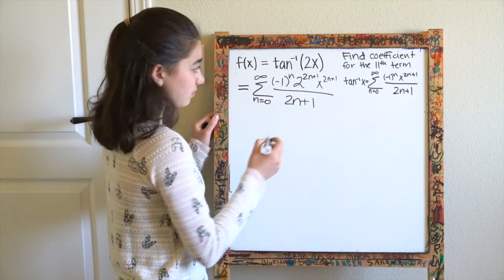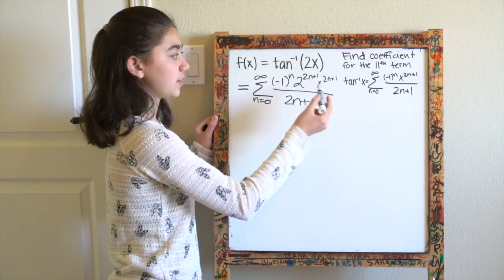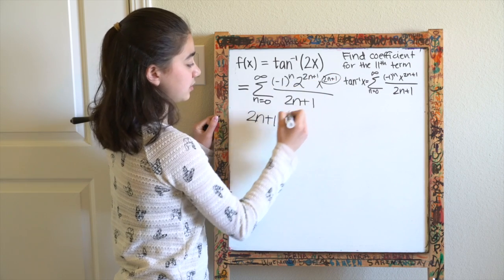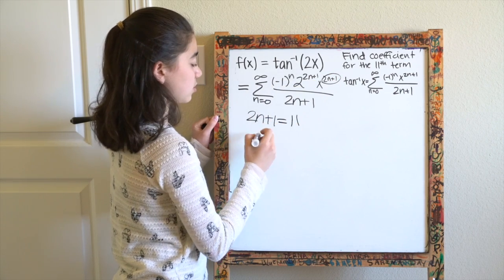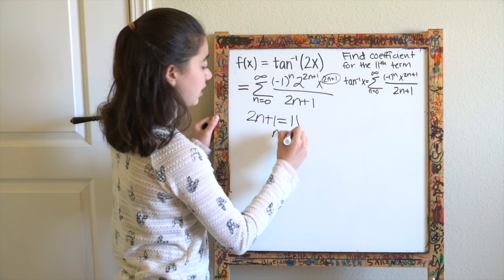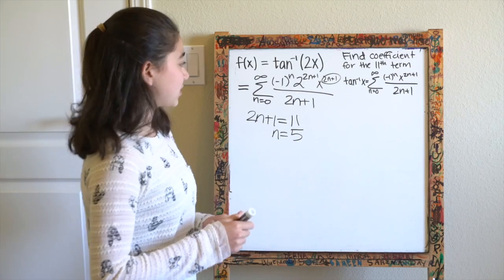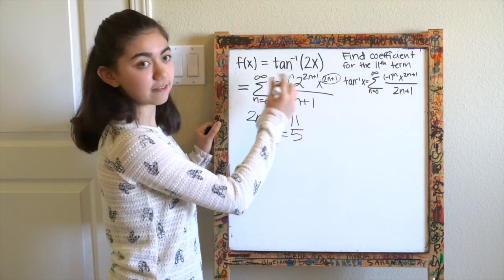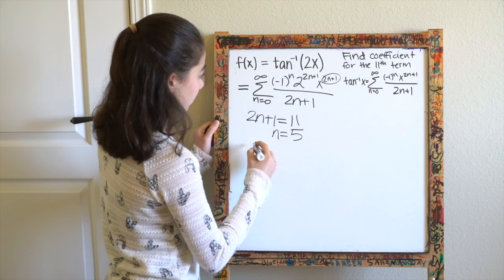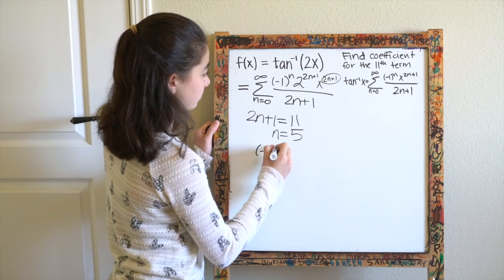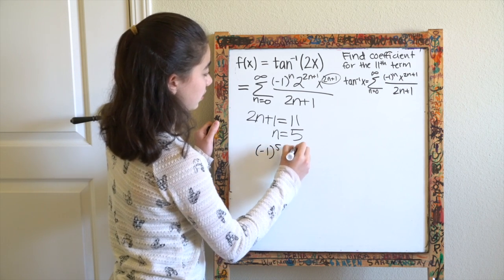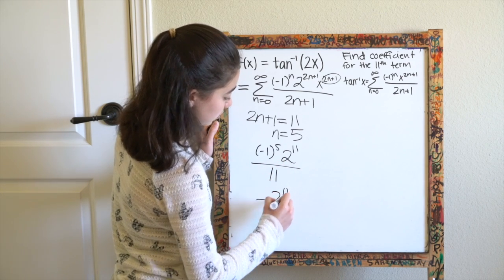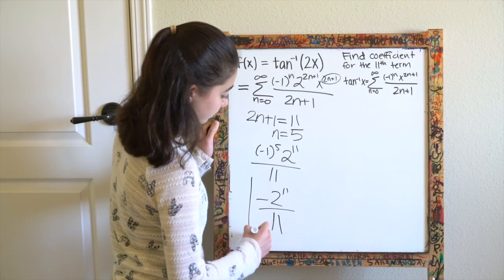And then for the 11th term, 2n plus 1 here has to equal 11. So when you solve, n will equal 5. Okay, so now to find the coefficient for the 11th term, you just plug in 5 for everything else. So it'll be negative 1 to the 5th of 2 to the 11th over 11. So it'll be just negative 2 to the 11th over 11.